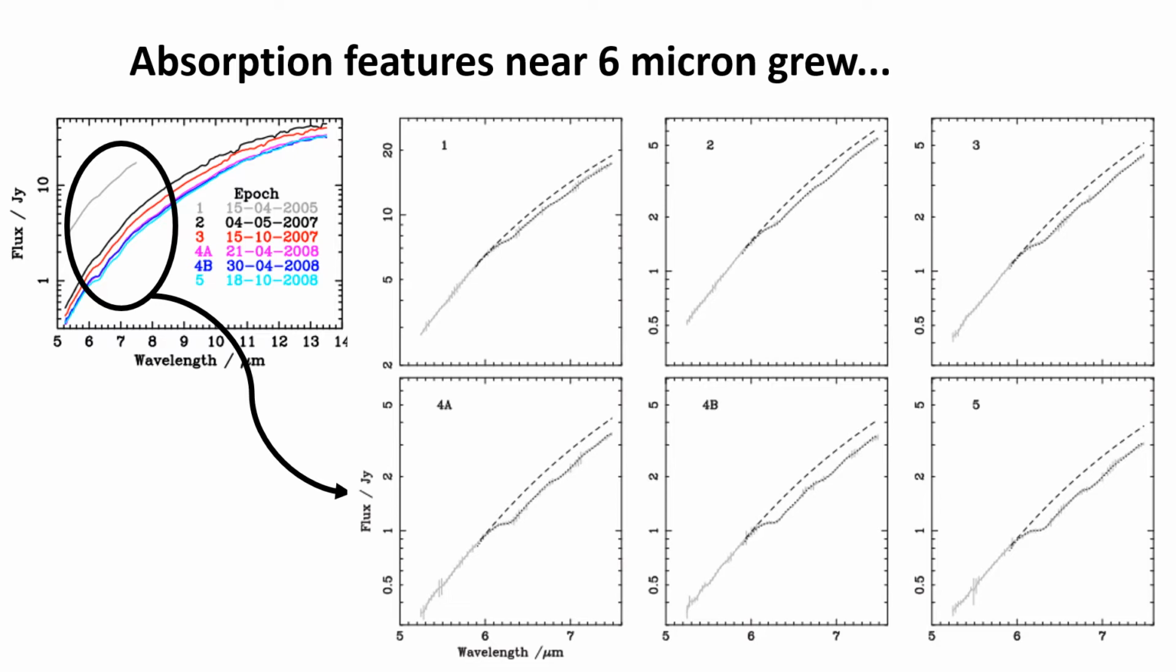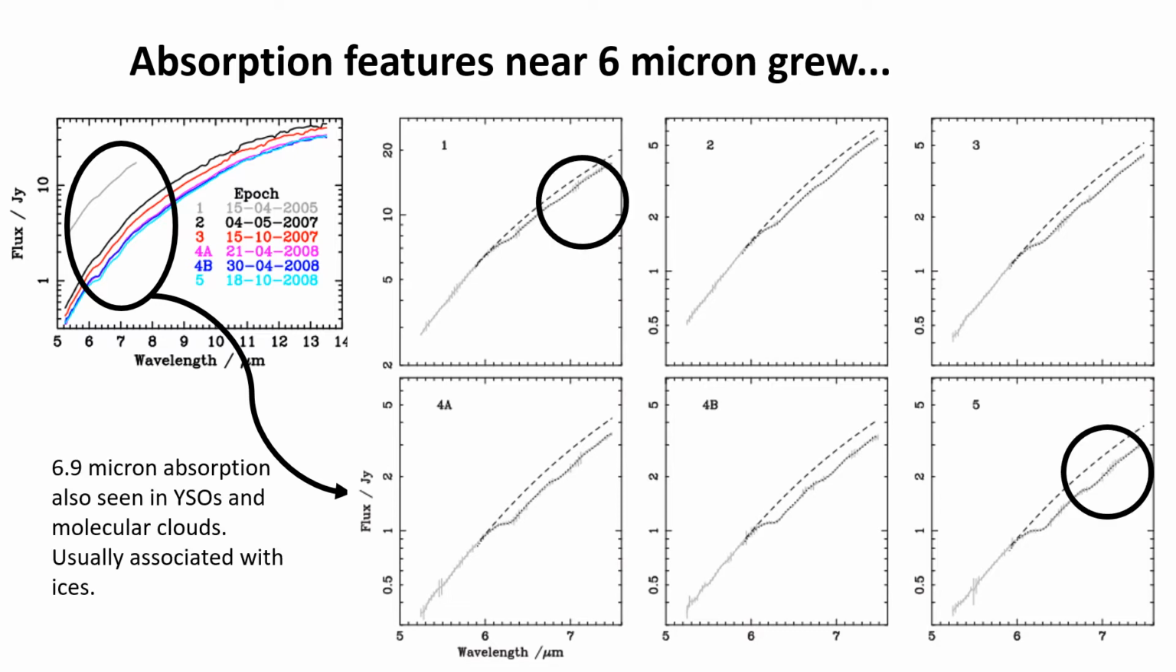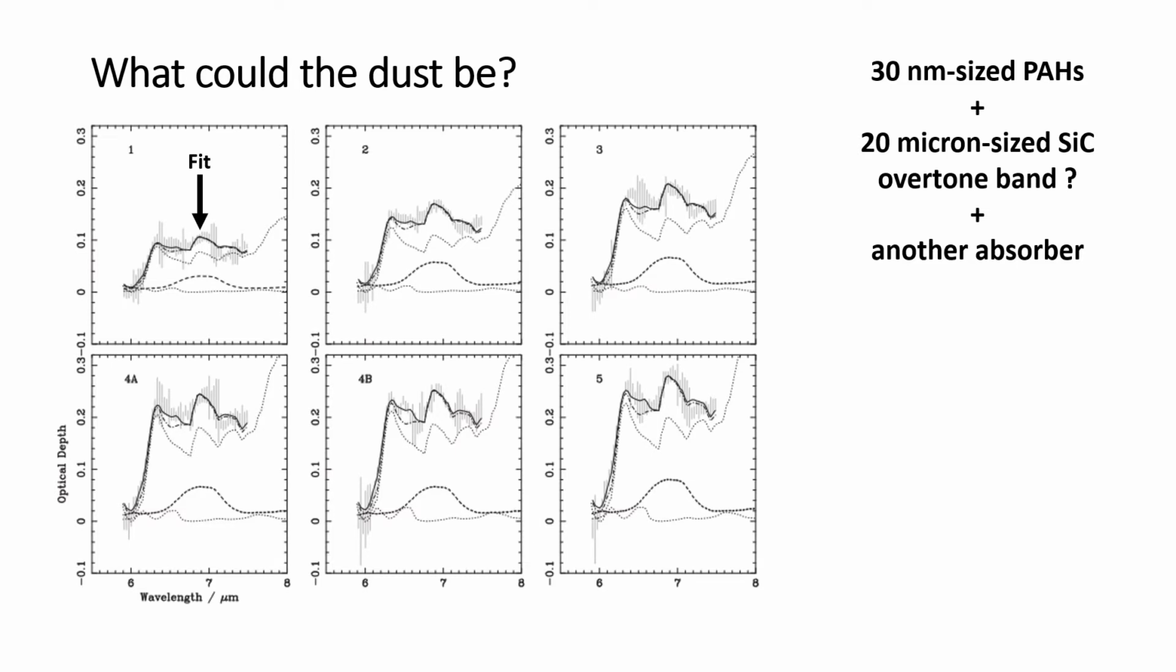But I have noticed that over time these features have grown in depth. I'm particularly interested in a feature near 6.9 microns, which is also seen in young stellar objects and molecular clouds. Usually this band is associated with methanol ice due to the presence of large amounts of water ice in these lines of sight. Once continua have been subtracted, it is much easier to see the growth in the features over time.